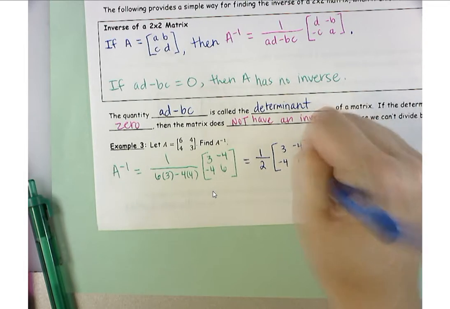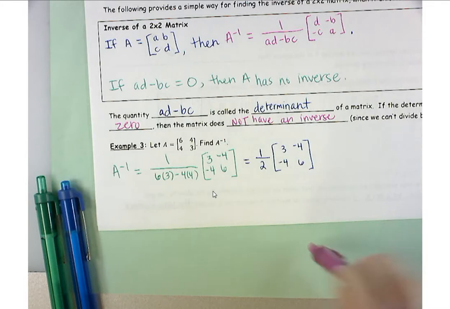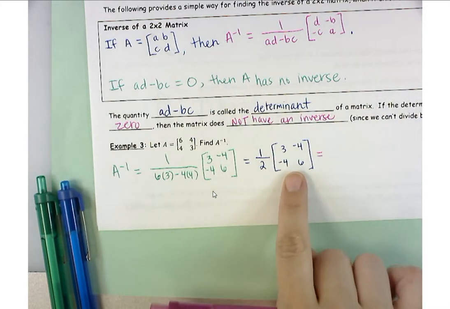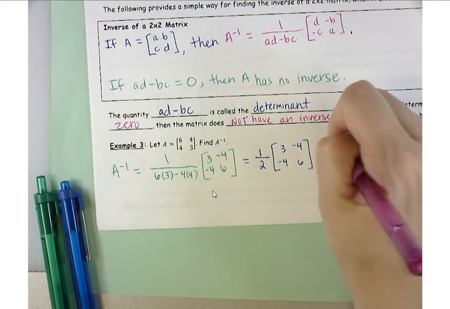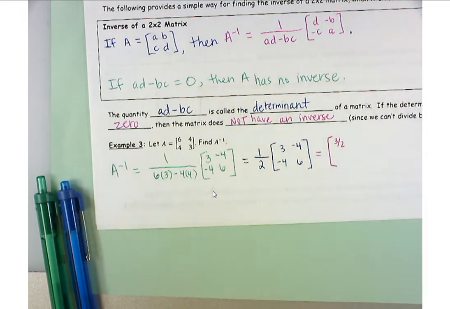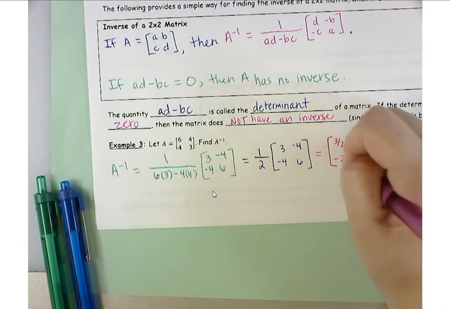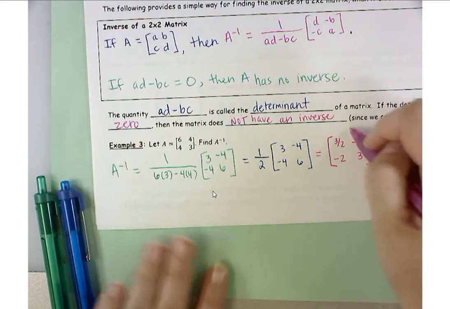Now, yesterday we learned how to multiply by a scalar, right? So all we have to do is distribute the 1/2 to each one of these entries. So if it's not a whole number, you're going to leave it as a fraction. So 3 times 1/2 is going to be 3 over 2. 1/2 times negative 4 is going to be negative 2. Here you're going to have negative 2, and then here you will have 3. And this is going to be the inverse of A.